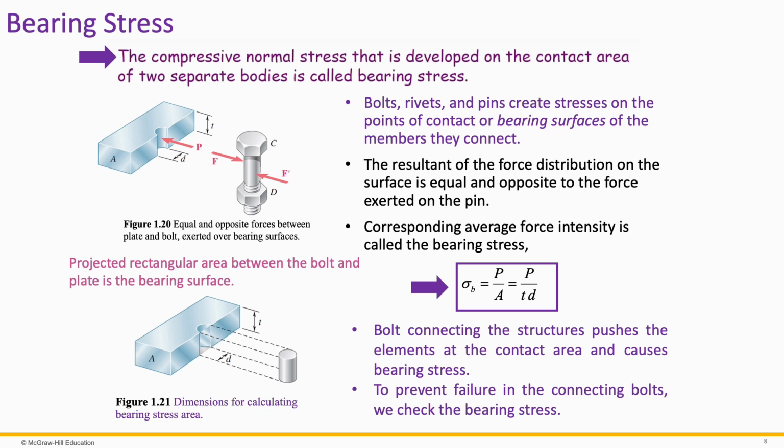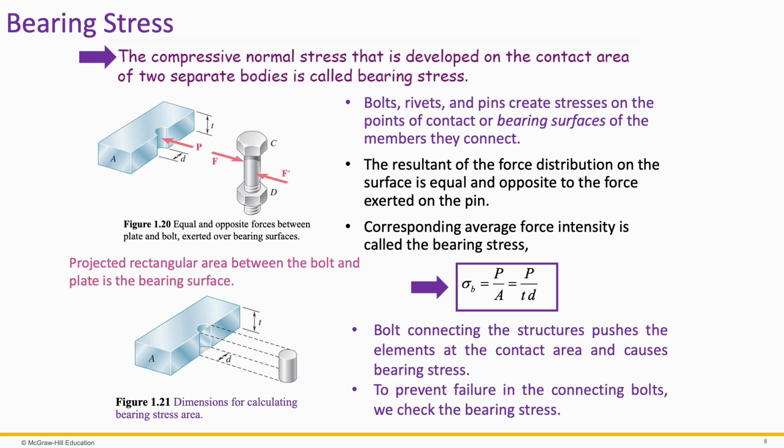This figure shows the projected rectangular area that we use to calculate the bearing surface. It is based on the thickness of the plate T and the diameter of the bolt D. This gives us a simplified rectangular area of TD. A is equal to TD. So the average bearing stress is given by the following equation. Sigma B is equal to P over A, and it is equal to P over TD, where P is the applied load.